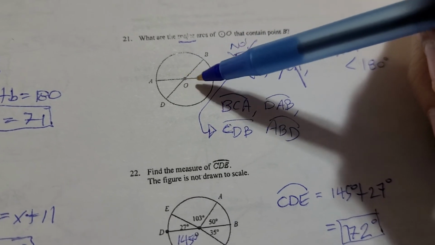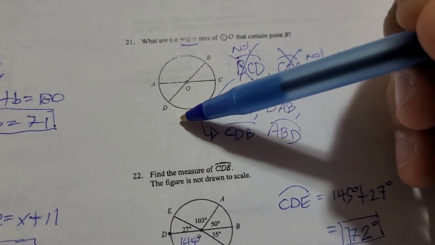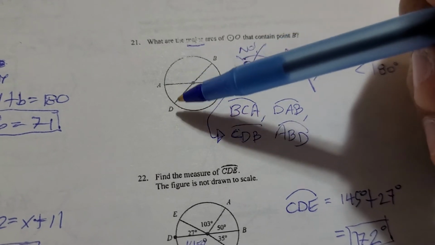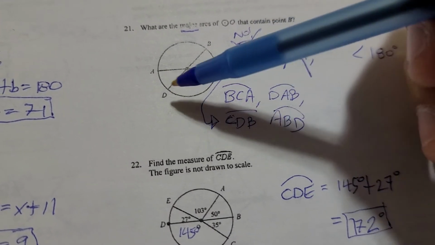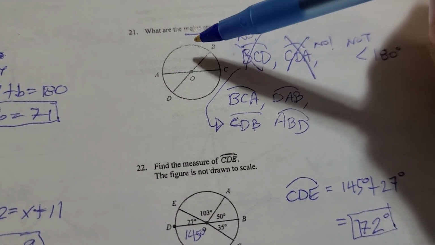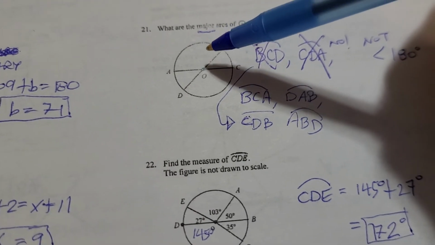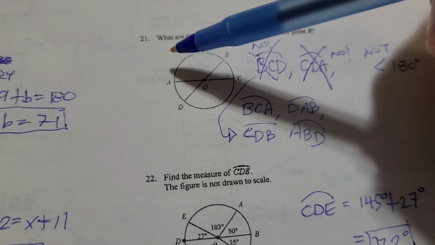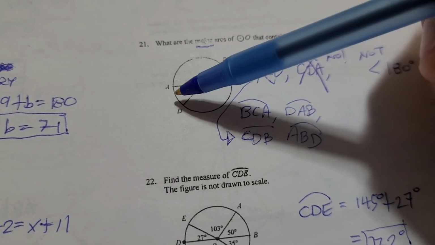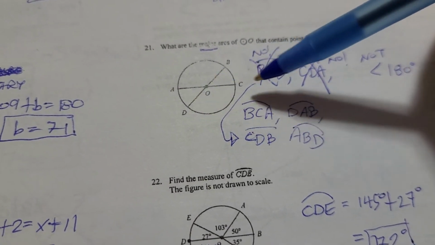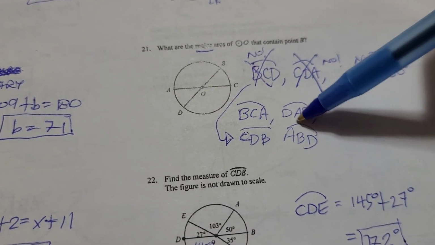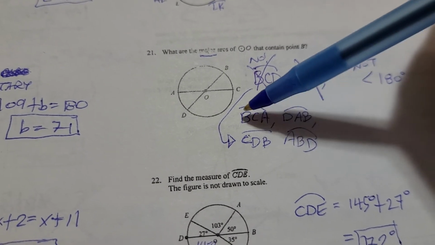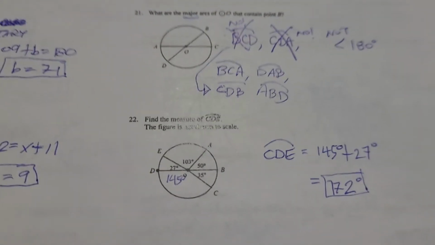Okay, if you want bigger than 180, we're talking about BCA, that's more than 180. DAB, actually, no. Okay, anyway, and then ABD, and then this one way over here, that would be major because that's bigger than 180. I just paused on that one because I'm like, wait a minute, DAB looks like exactly 180, but that's what was in the back, so we're just going to go with that. Like I said, measure specifically has to be bigger than 180.